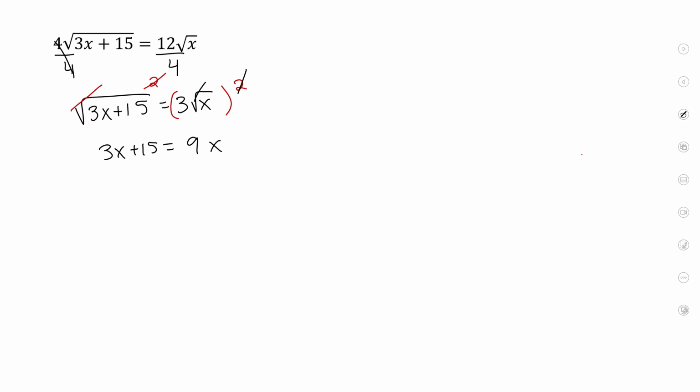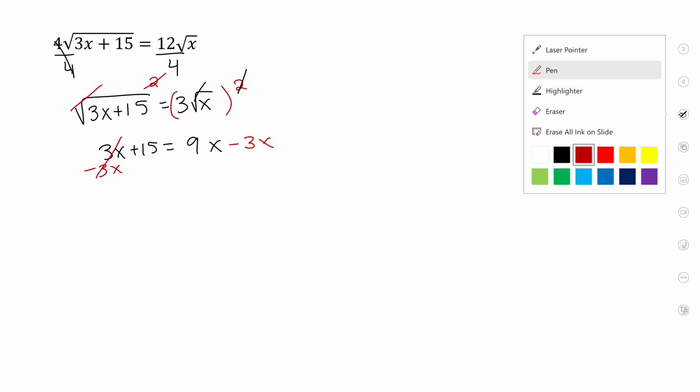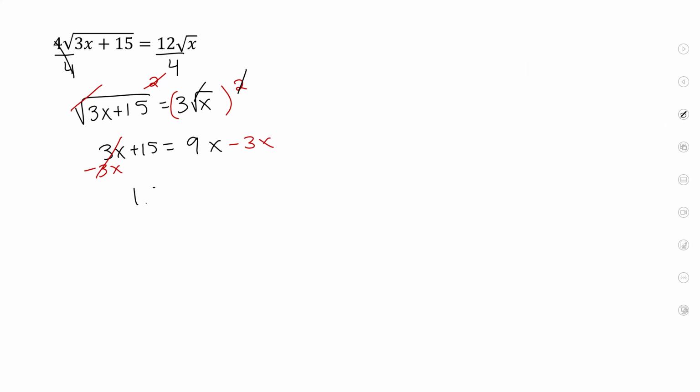Now we just solve. Subtract 3x. I get 15 equals 6x. Divide by 6. All right, so that's my answer. Let me just simplify it. I'll divide the top by 3 and the denominator by 3. So I get x is equal to 5/2.